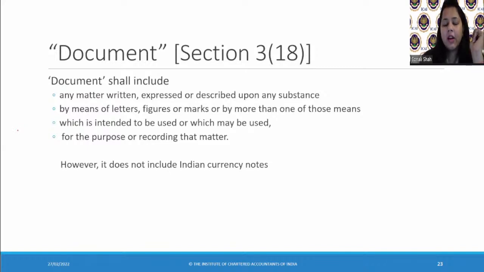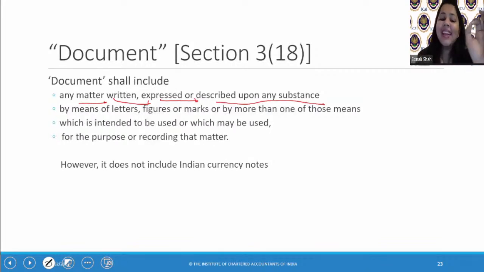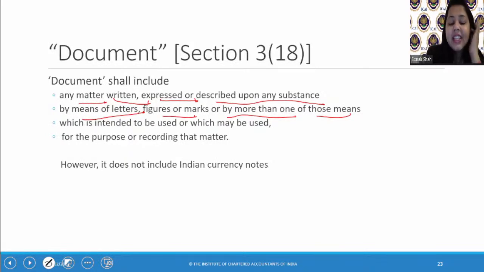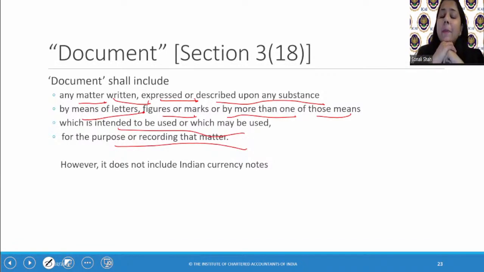Next is the word document. Document is defined as: document shall include any matter written, expressed, or described upon any substance. So anything which is written upon any substance is a document. It also includes matter by means of letters, figures, or marks, or by more than one of those means, which is intended to be used or which may be used for the purpose of recording that matter.